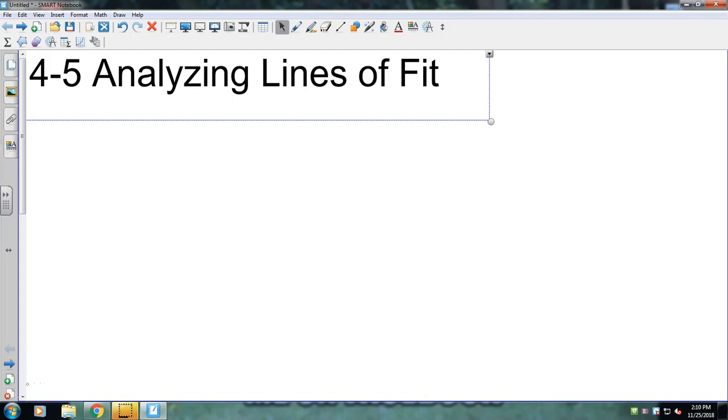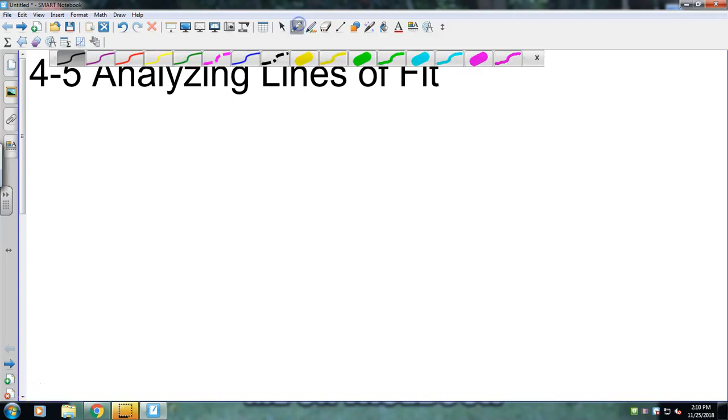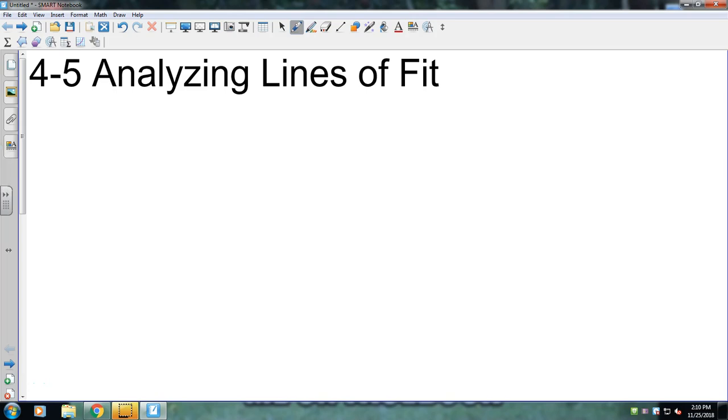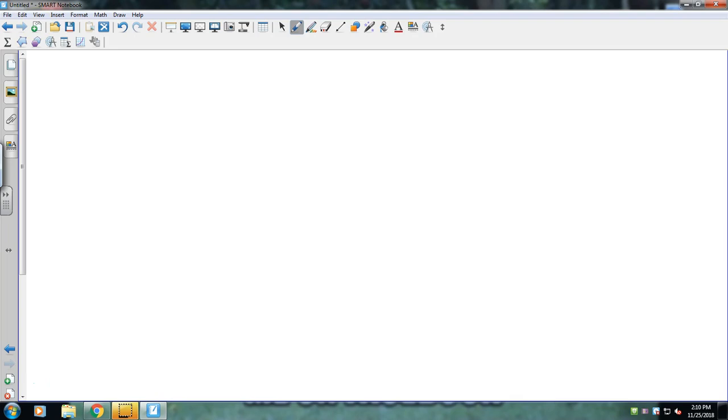All right, Algebra 1, Chapter 4, Section 5, Analyzing Lines of Best Fit or Lines of Fit. We basically did this in Chapter 4, but what we're going to do is get some tables, and they might give us a line of best fit and see if that one fits properly. So actually, I'm going to do one of the examples out of the book. It's number 5 on page 210. I'm going to go ahead and get that table copied down here real quick, and then we'll get started.